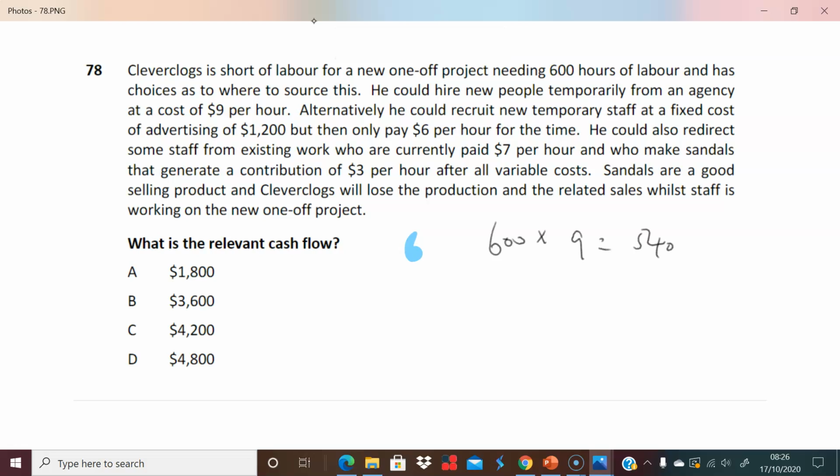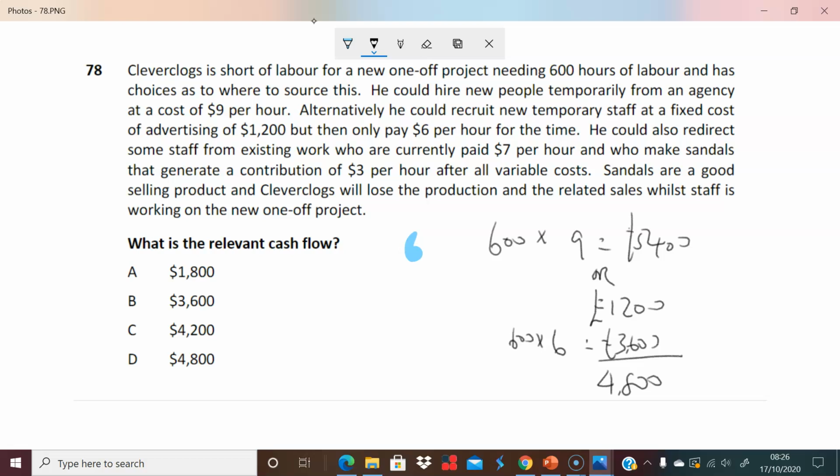So you have one option of putting on your statement a potential cost here of 5,400, or you could recruit new temporary staff. You have some fixed advertising of 1,200 and then paying 600 times 6, which is 3,600, and you now have a cost of 4,800. So that's your other option, option 2.